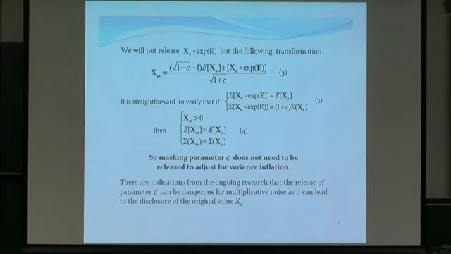But by the way, agencies, as far as I know, don't release it anyway, even if it's additive noise. But more importantly, there are indications from ongoing research that release of this parameter C for multiplicative noise can be dangerous from the disclosure perspective, because it can lead to attribute disclosure, because multiplicative noise is quite correlated with the original values. But in this case, we don't need to release it.